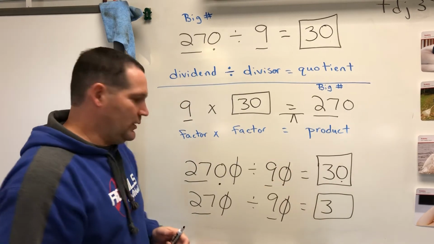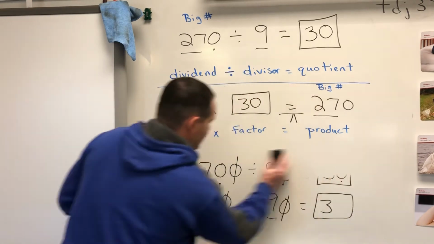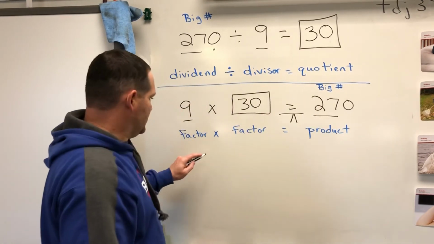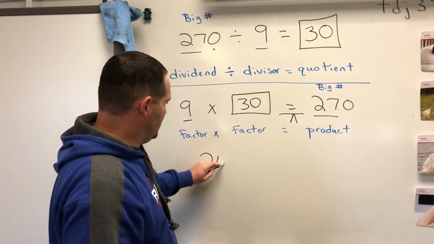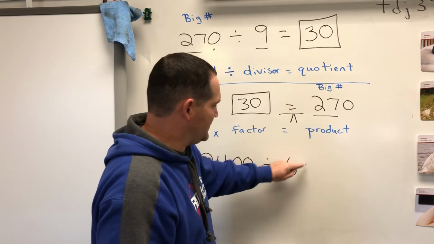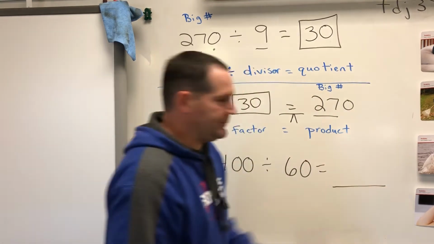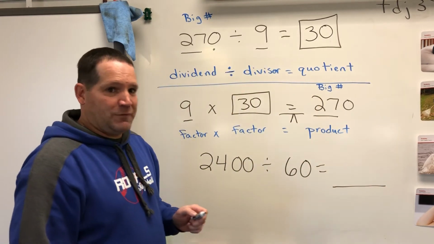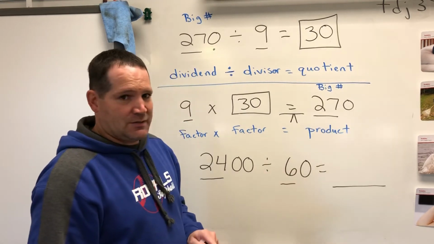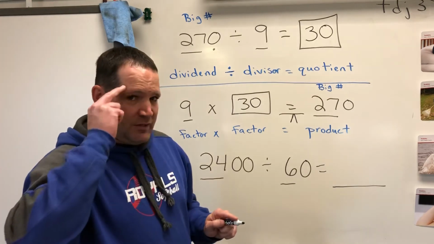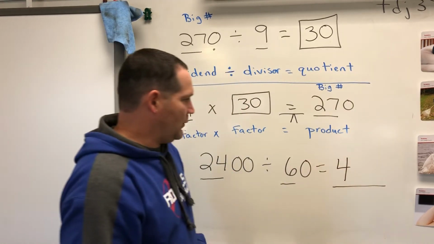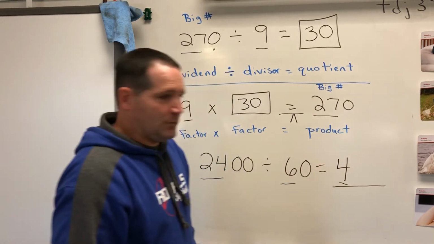Let's look at 2 more problems. I'm going to write down a couple more here for you. So let's go. 2,400 divided by 60 equals blank. What is my simple fact? My simple fact is 24 divided by 6. Look at my multiplication table, or I can know it in my head. 24 divided by 6 is 4. That is my simple fact.